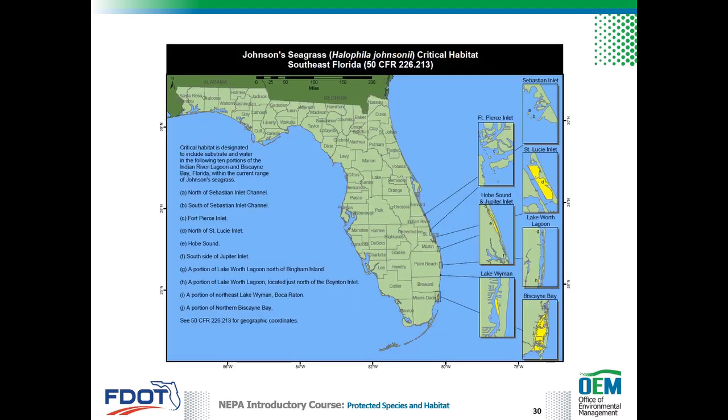This slide shows the 10 distinct Florida locations designated as critical habitat for Johnson seagrass. Please note that these locations encompass both the substrate and water present in each area. For projects potentially impacting critical habitat for this species, coordination with NMFS occurs under the general federal consultation process. If needed, the geographic coordinates of these areas can be found in 50 CFR section 226.213.